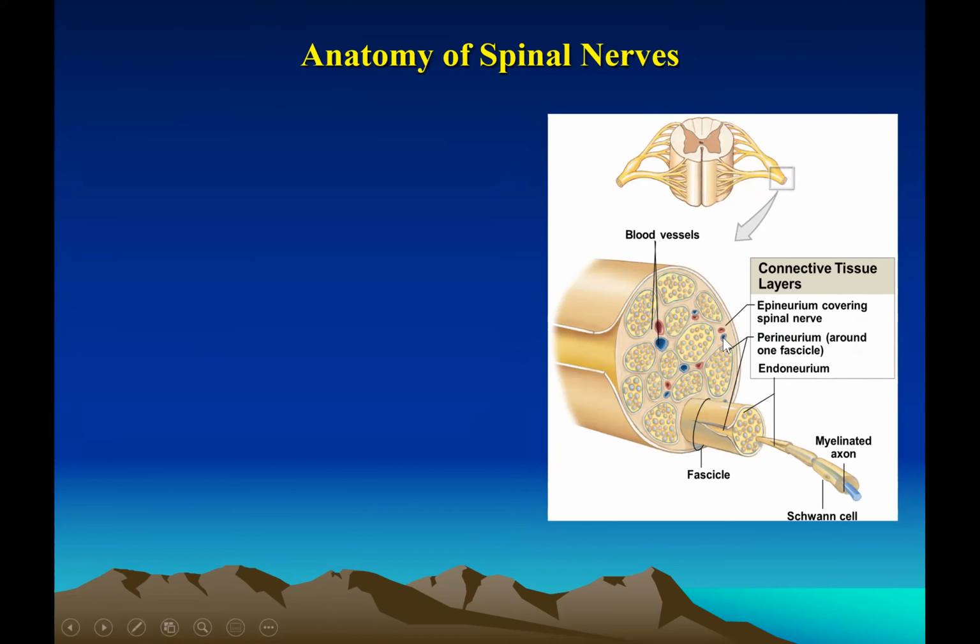And this is where you see the arteries and veins. The final covering protecting the entire nerve is called epineurium. So these are the three connective tissue layers. Here you can see how the spinal cord segments form the spinal nerve. Each spinal nerve is protected by the endoneurium, perineurium, and epineurium. Similar words to how we studied in the muscle.